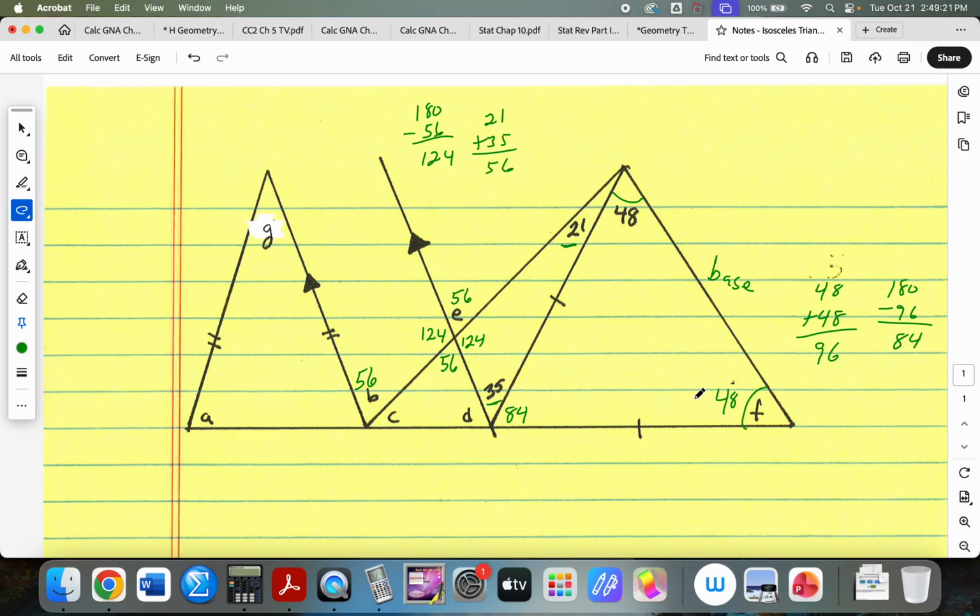And you might think that you're stuck there, but you are not. Because what do we know about these 3 angles down here? Yeah, their sum has to be 180. So I'll add 35 and 84. It's 119. From 180, that's 61 degrees for D.